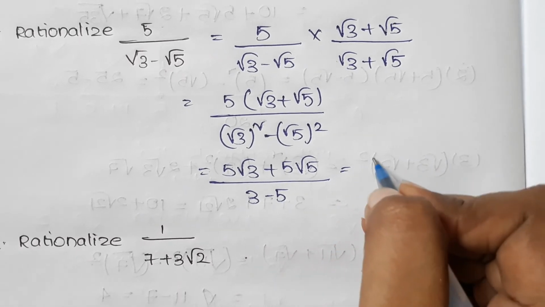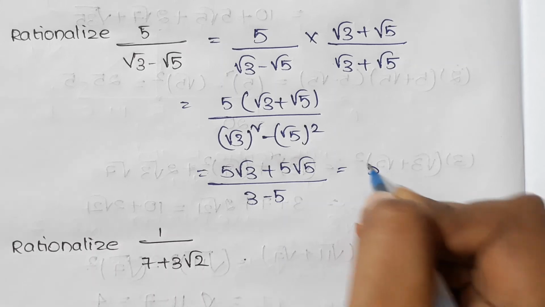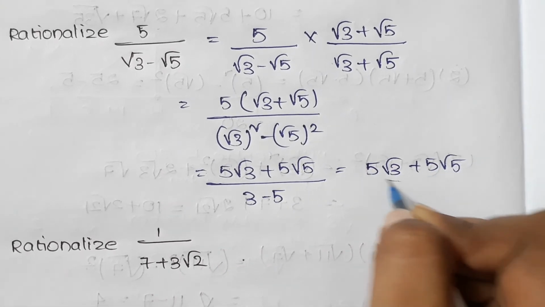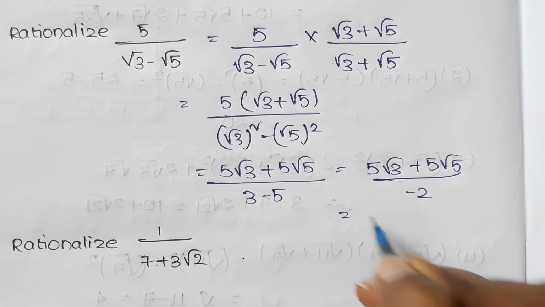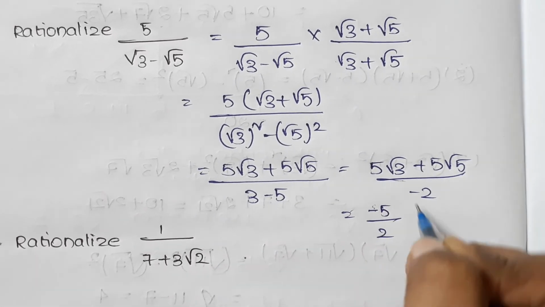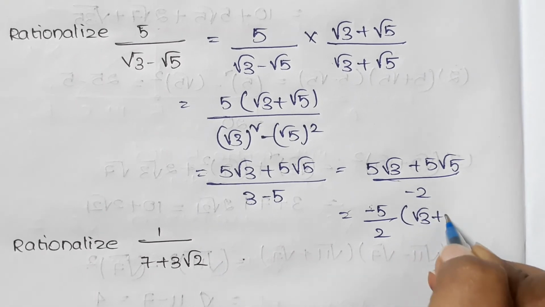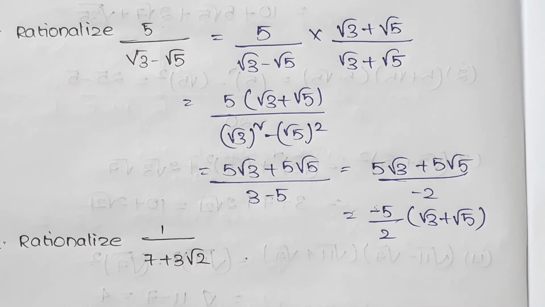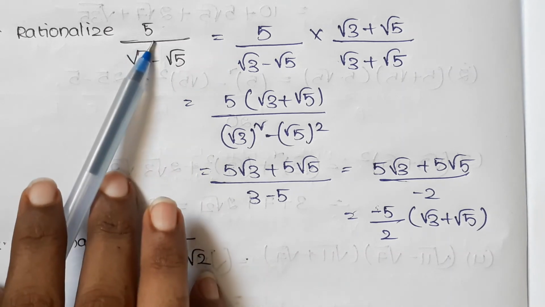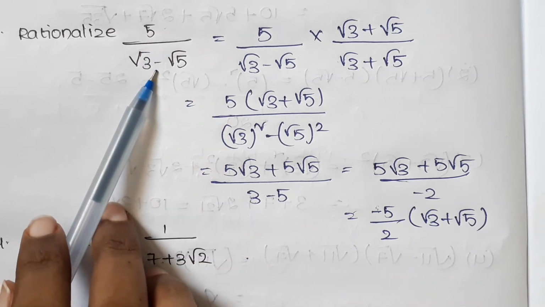That equals 5 root 3 plus 5 root 5 by 3 minus 5, that is 3 square and 5 square. Here 5 root 3 plus 5 root 5 by minus 2. In the denominator we get a minus term, and this can be written as minus 5 by 2 into root 3 plus root 5. And this is the rationalization of the given number, that is 5 divided by root 3 minus root 5.